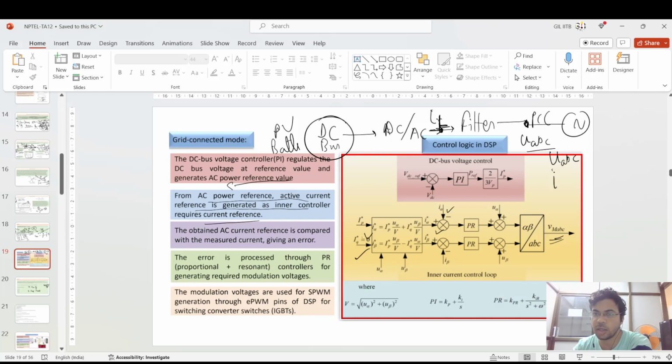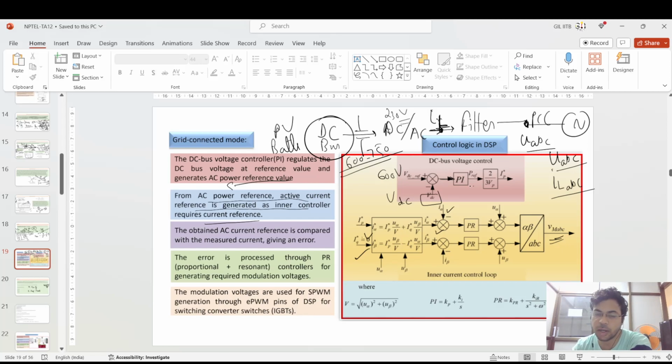Okay, so the measured voltages are UABC and the measured currents are ILABC, that is the inverter output and this point of common coupling voltage. This DC bus bar has to maintain a certain voltage for generating 230 volt on the AC side. That voltage is nearly 600 to 750. So this DC reference is 600 volt and VDC is the actual VDC which is coming.